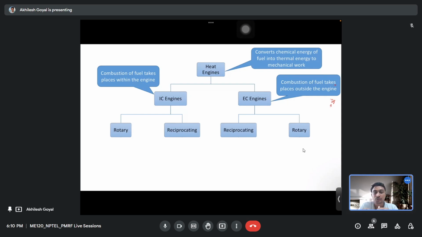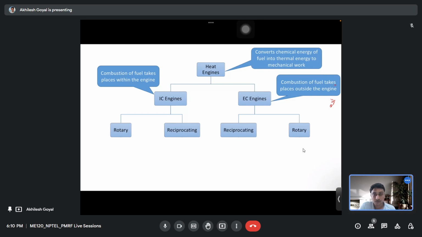Okay, so again, as the name suggests, in rotary engines there is no reciprocating motion, only rotary motion is there throughout the engine cycle. But in the case of reciprocating engine, a piston is there that moves in reciprocating motion, and this reciprocating motion is converted into the rotary motion, and then received as a shaft output.